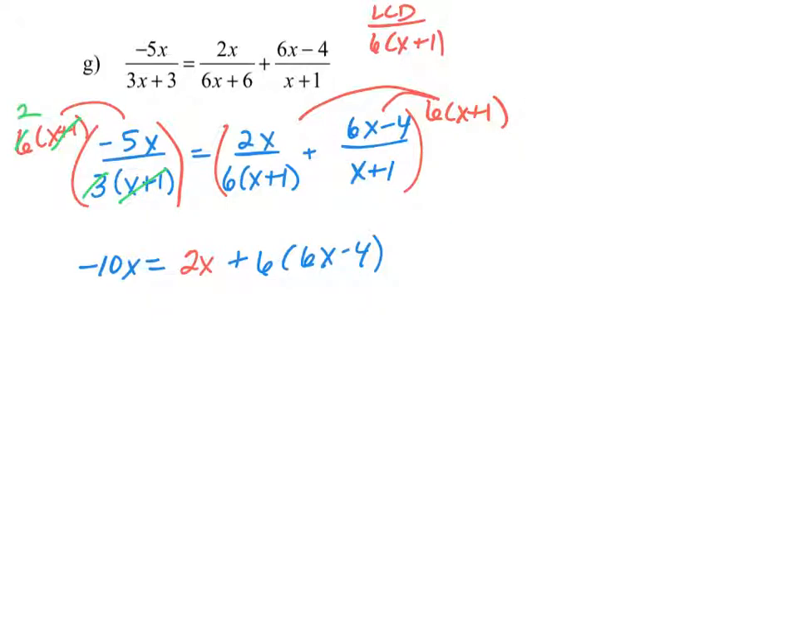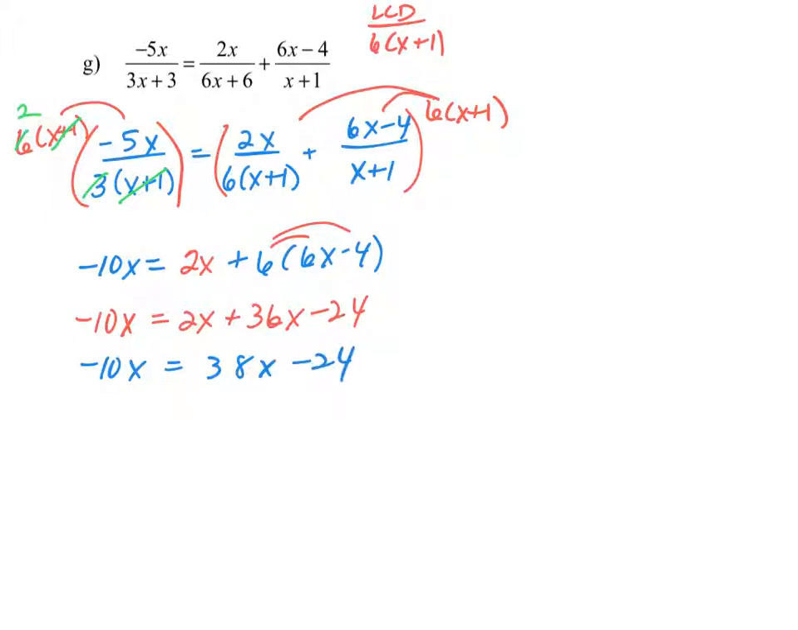Now we can simplify by distributing the 6 to get 2x plus 36x minus 24 on the right side equals negative 10x on the left side. We can simplify even further when we get negative 10x equals 38x minus 24.